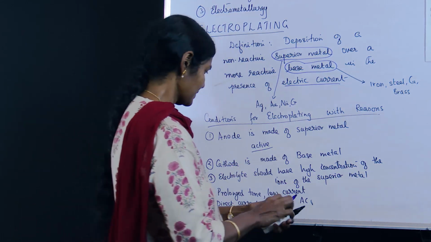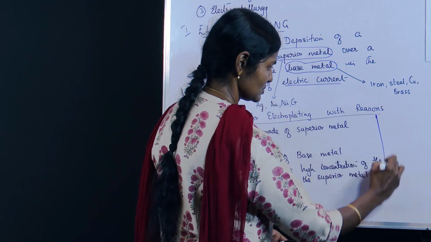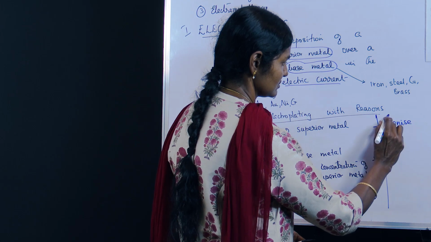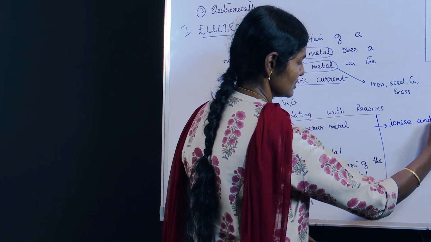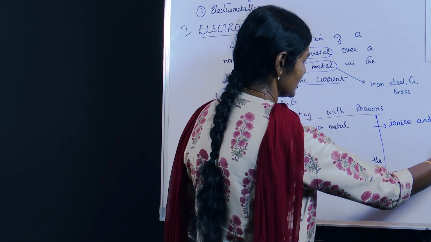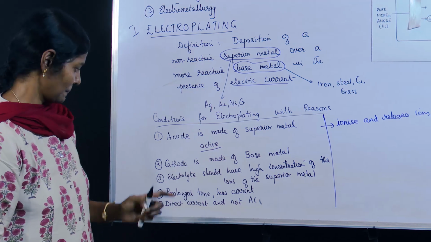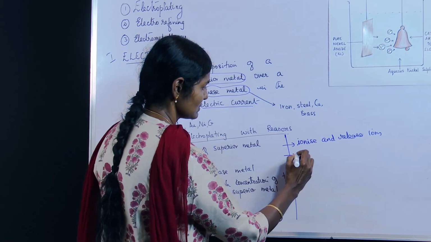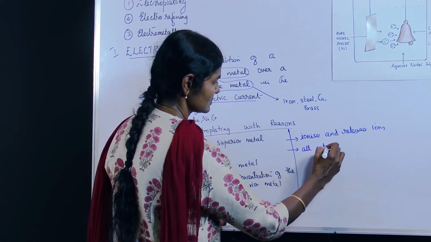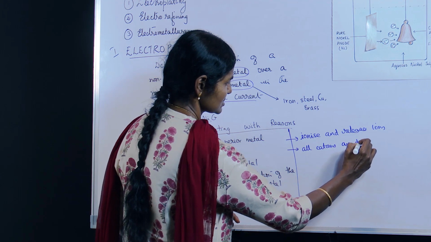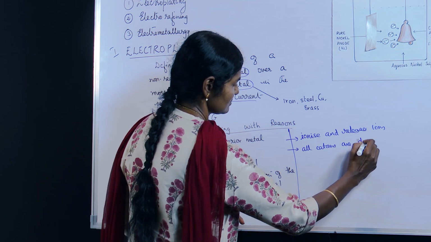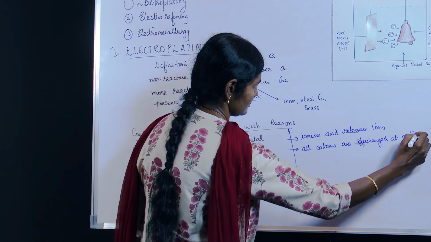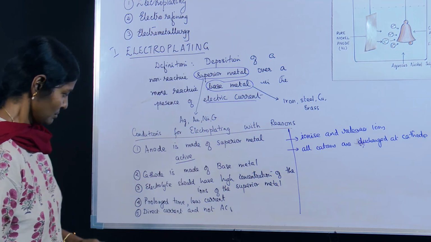So now coming here, anode is active. So what will it do? It will ionize and release ions. That is why we need the anode to be made of the superior metal. Cathode is made of the base metal. Why is it made of the base metal? Because all cations are deposited or discharged at the cathode. That is why cathode should be made of the base metal.